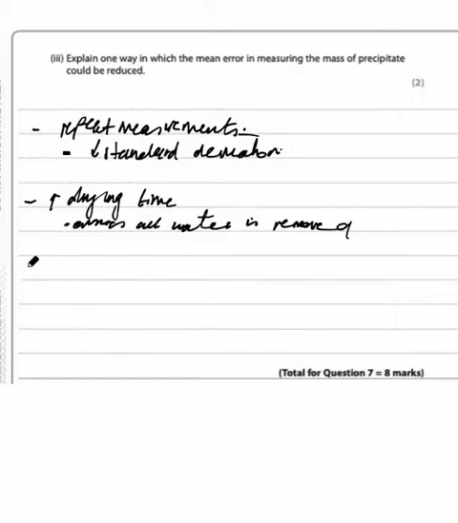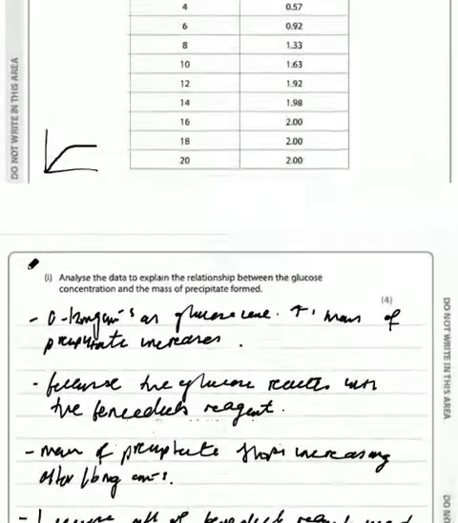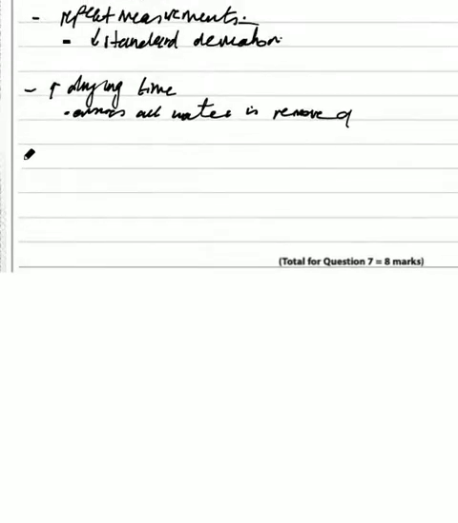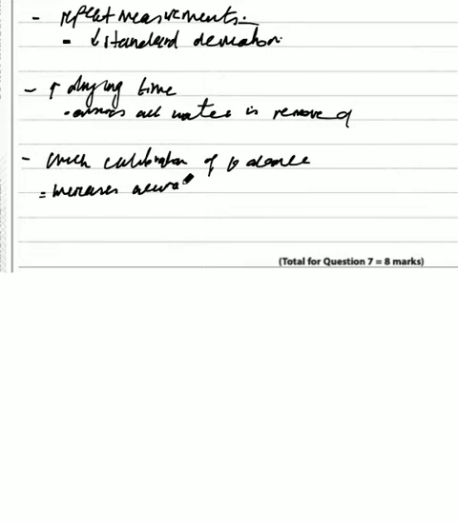Okay, another point you could have mentioned is whenever you're measuring the mass, you're going to be using a balance. And so always say, check the calibration of the balance. Whenever you hear the word calibration, it just means standardize. Because whenever you calibrate something and you standardize it, you increase the accuracy of the measurement. And so it increases accuracy of the measurement.